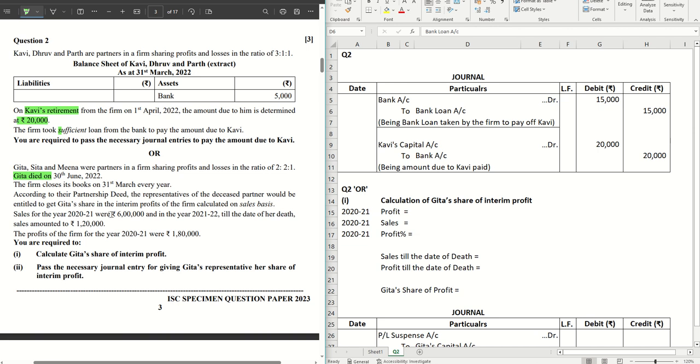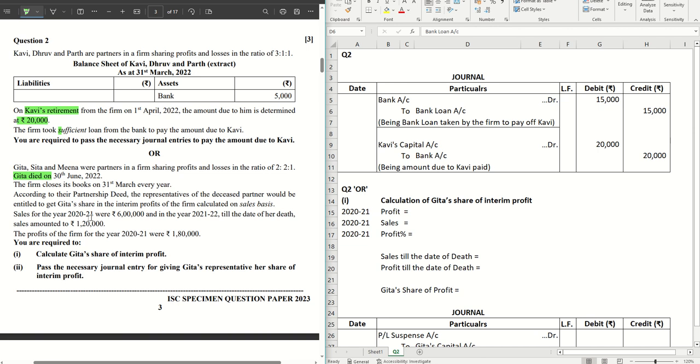The sales for the year ending 2021 is 6 lakhs, and in the year 21-22 till the date of her death, the sales amounted to 1 lakh 20. Okay, the profits for the firm for the previous year is 1 lakh 80. So what we have to do first, we are required to calculate Geeta's share of interim profit, and then we are required to pass the journal entry for giving Geeta's representative the amount due to the deceased partner.